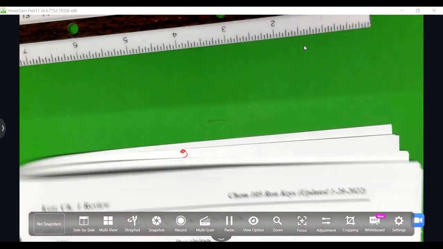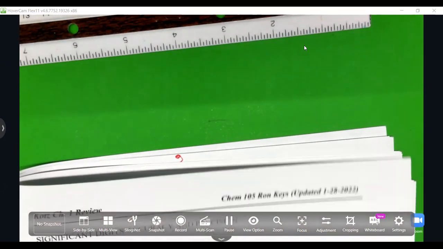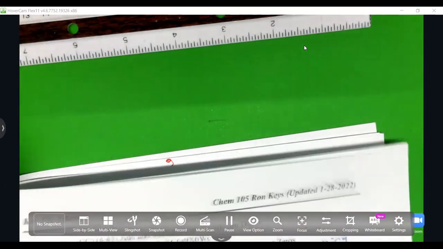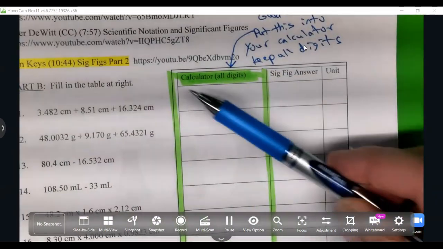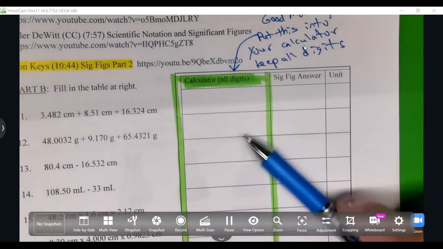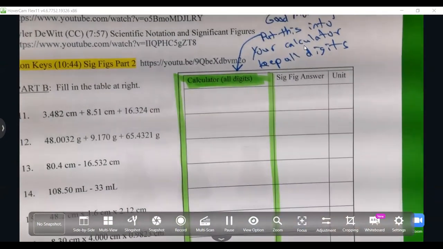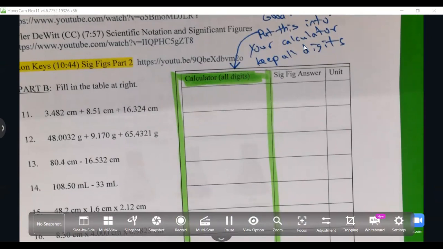Okay. Next time we'll try to finish everything up on Friday. If you have not punched all of these in, do this. Show up next time with the calculator, all these digits filled in. We got to do the rules of sig figs.